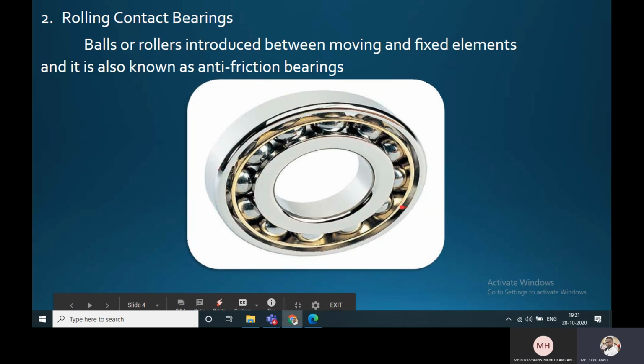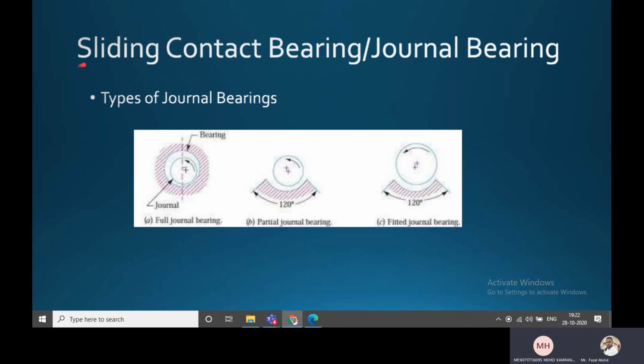So this is the rolling contact bearing, also known as an anti-friction bearing, because the balls have contact at the inner edge and outer edge, only at the tip of contact. It is nothing but a higher pair. Now, the sliding contact bearings have different types of journal bearings. This sliding contact bearing again has three types: one is the full journal bearing, one is the partial journal bearing, and one is the fitted bearing.